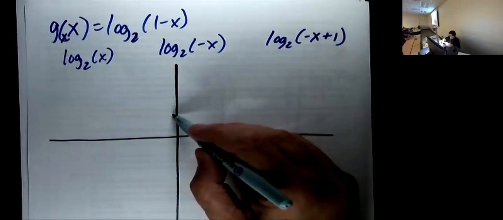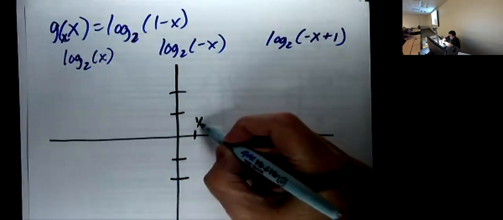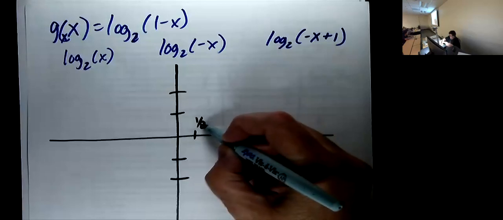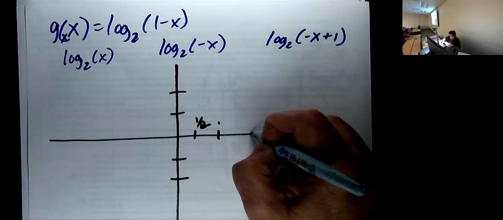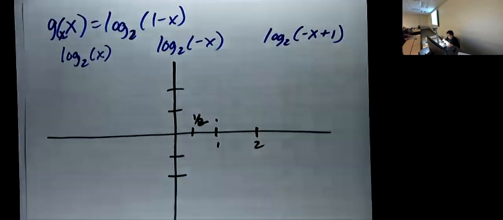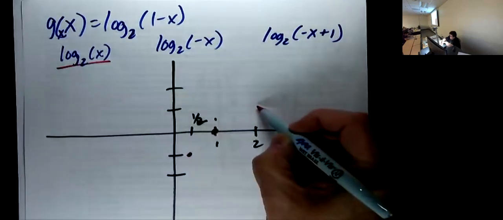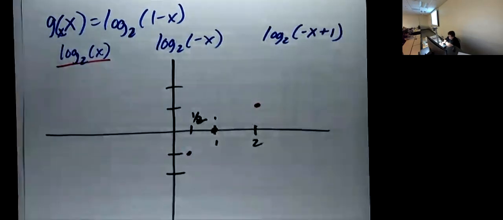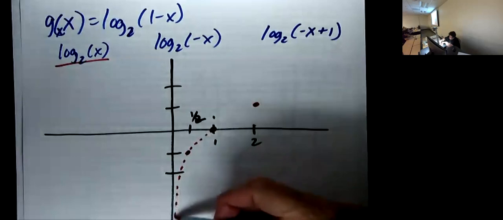So we had 1 over b, or in this case 1/2, 1, and then 2. 1/2, 1, and 2. Those are related to my b's. Log base 2 of x, which we'll do in red, has a point there, has a point there, and has a point there. And its asymptote is the y-axis rather than the x-axis.